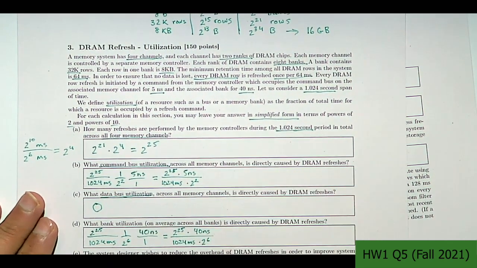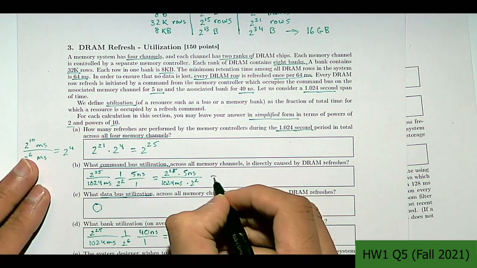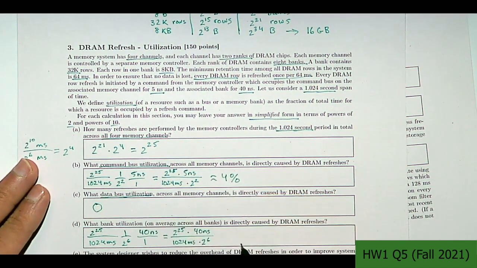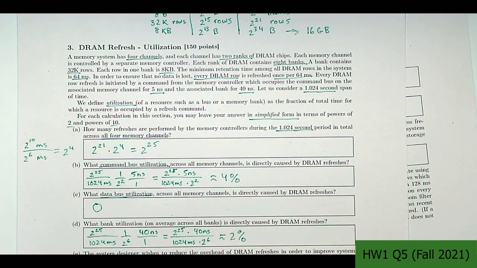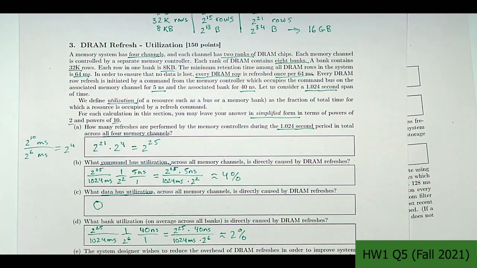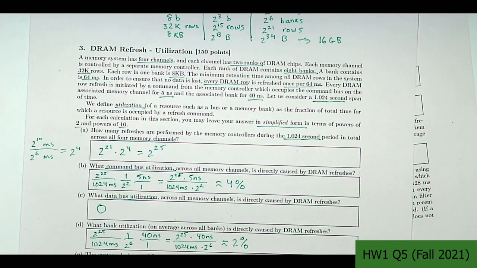If you go ahead and evaluate these, I think the values are in the solutions we have online. Right, this is about 4%, and this is about 2%. And so if you did go ahead and compute that, that's what you would end up with. Okay, are there any questions about that part so far? I'll move on to the next thing.